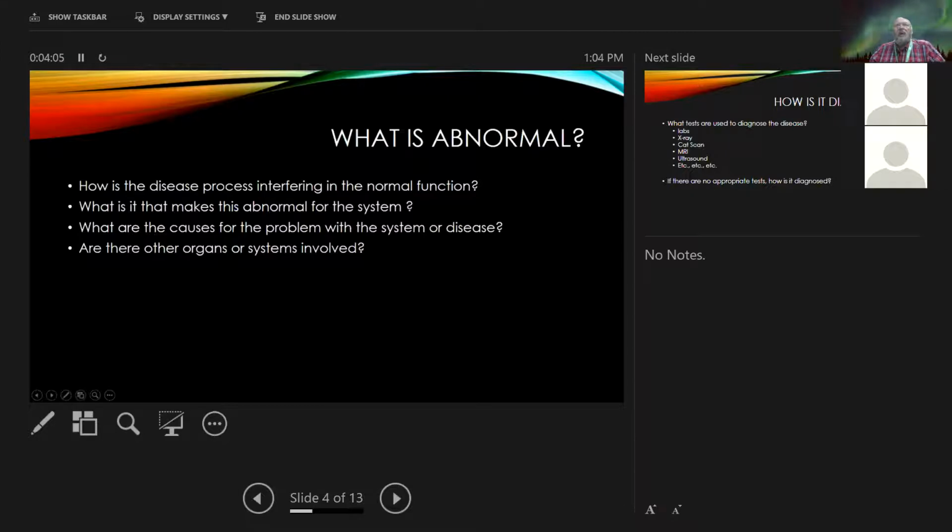And then what are the causes for the problems with the system or disease? So you're going to look at what are the major causes. Now with asthma, it can be reactive, it could be genetic, it can be all kinds of causes. Are there any organs or systems involved? Well, yeah, organs. When you can't breathe, it affects everything, okay? Maybe your lungs, but it does affect other things that are associated with that.